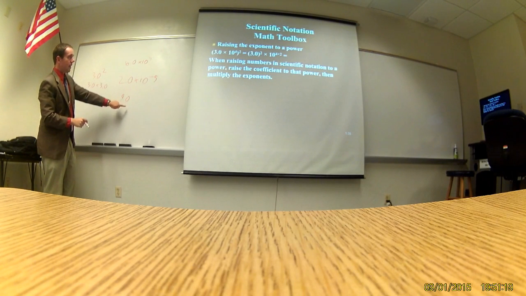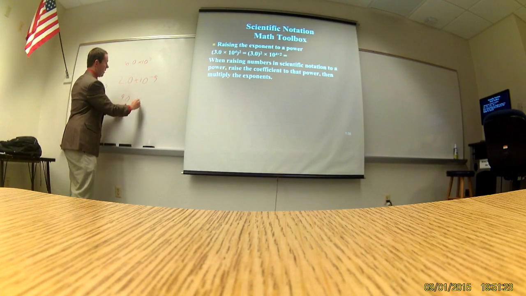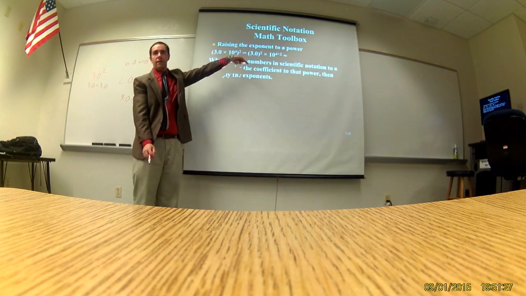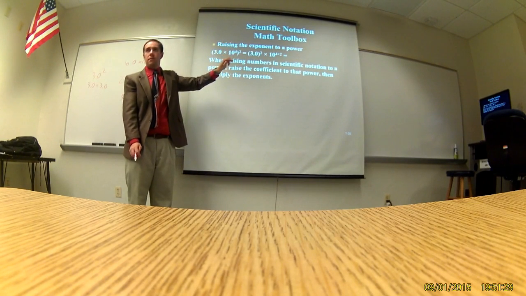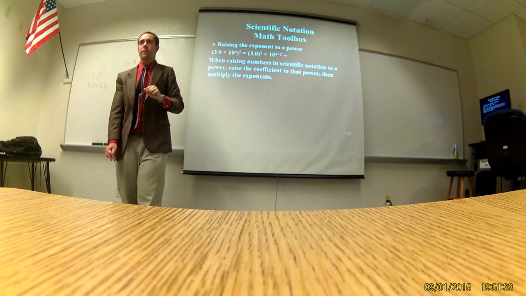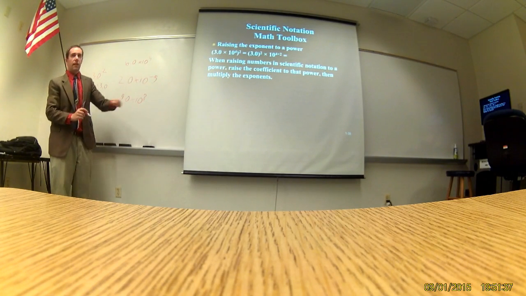So I've got 9.0 times 10 to the something. An exponent to an exponent, you multiply them together. So 4 times 2 is what? 8. 9.0 times 10 to the 8.